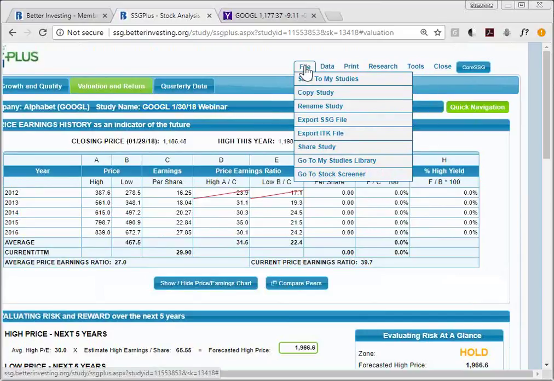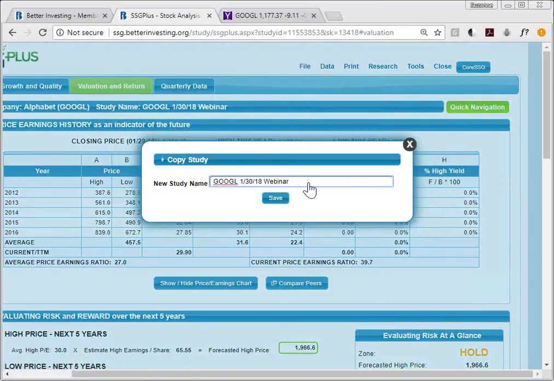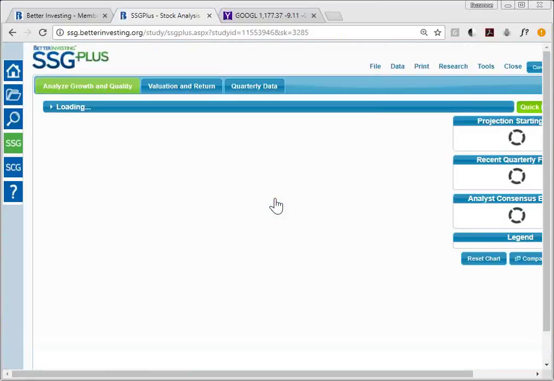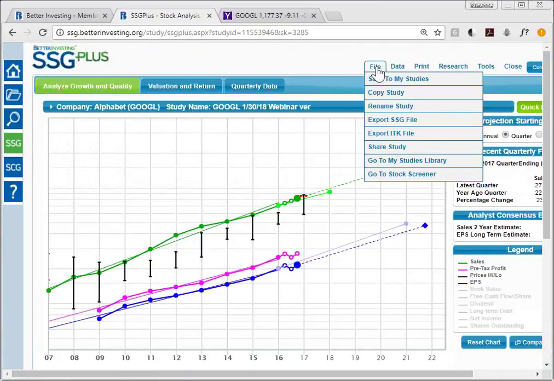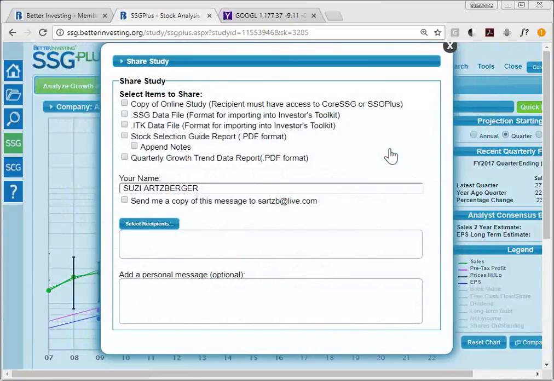A couple other things that I can also do here under File, in addition to saving, I can copy it to another file, if you will, or study. And if I want to make different projections, I can do that now without mucking up the other one that I did. I can share this. I can rename the study. I'm going to show you share because this is super helpful.